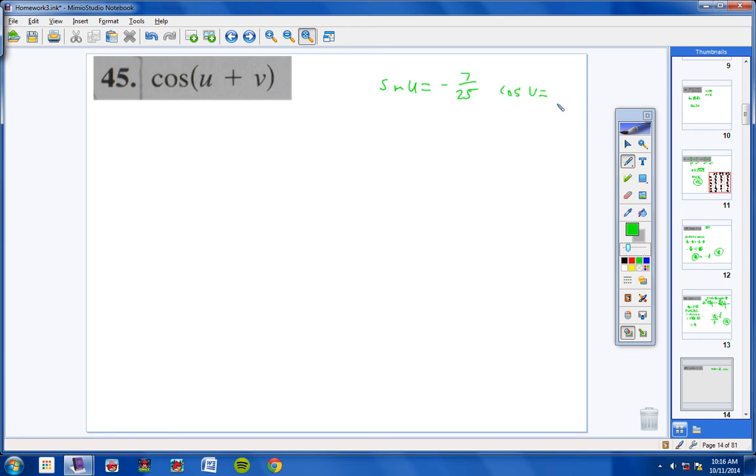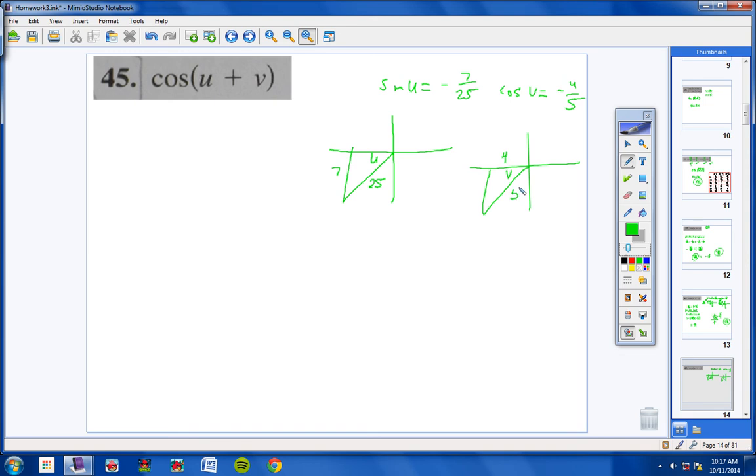Negative 4/5, and we're in quadrant 3. So here we go. Let's draw angle u in quadrant 3. Here's u. We have opposite over hypotenuse. And then over here we have quadrant 3. We have angle v right here, and that would be adjacent over hypotenuse.